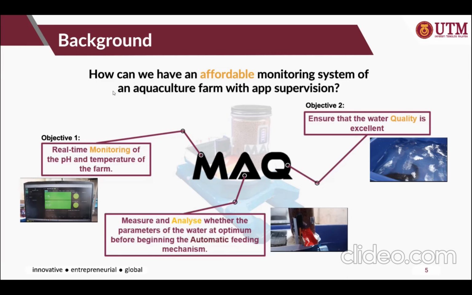with app supervision? Hence, after intensive brainstorming and complex engineering, we introduced to you MAC, a state-of-the-art device that can not only monitor the water quality, but also auto-feed the fish at a set time interval without the farmer worrying about anything. Its name is incorporated from the features and objectives it carries. Firstly, the device monitors the pH and temperature of the fish farm. By having these features, this device allows the farmer to ensure that the water quality is excellent, allowing the farmers to attain maximum growth and production of fish.